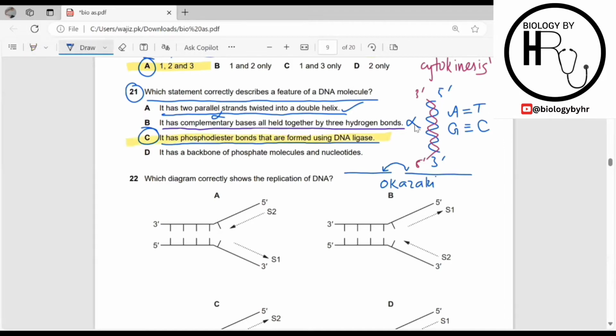We can also check out option D, and why option D is not our correct answer. It has a backbone of phosphate molecules and nucleotides. No, this is not the correct option. Why? Because there is a sugar phosphate backbone. In a DNA molecule, the backbone is known as the sugar phosphate backbone, which has phosphate molecules as well as the sugar molecule.